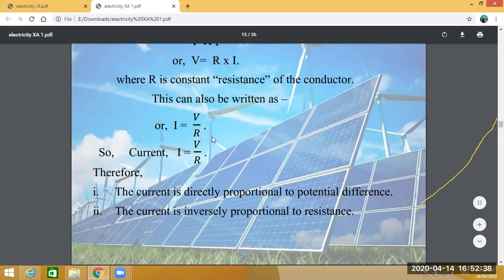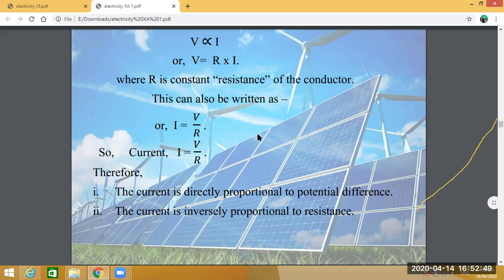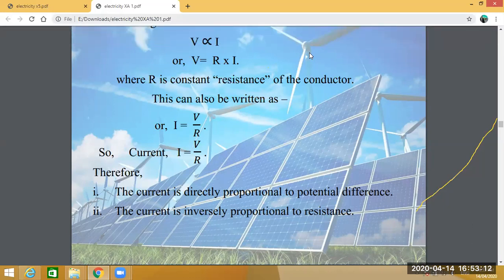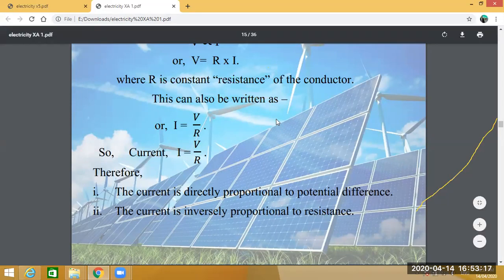Now, in order to find the unit of resistance R, we put the SI unit of V and the SI unit of I. So R equals V upon I. The SI unit of V is volt, and the SI unit of I is ampere. So the SI unit of resistance is volt per ampere, and this volt per ampere itself is called ohm. Ohm is named in respect of the scientist George Simon Ohm. Actually, the SI unit of resistance is volt per ampere.